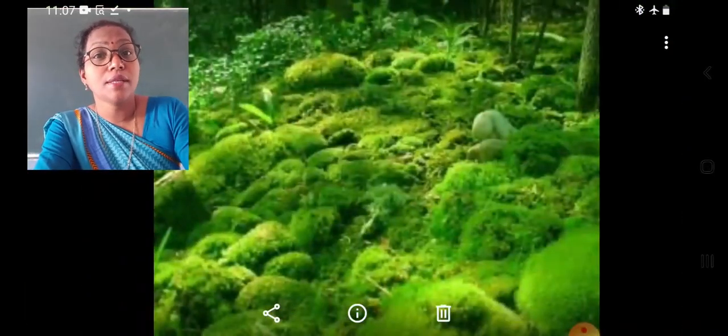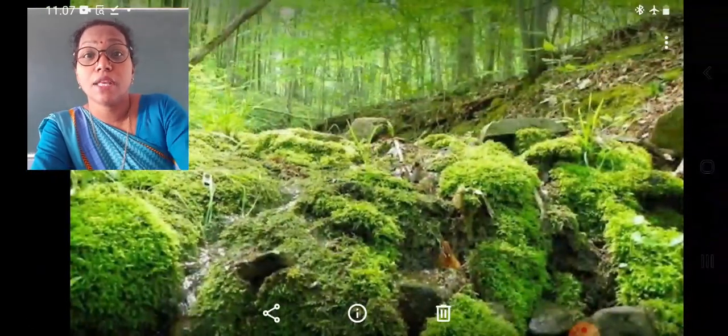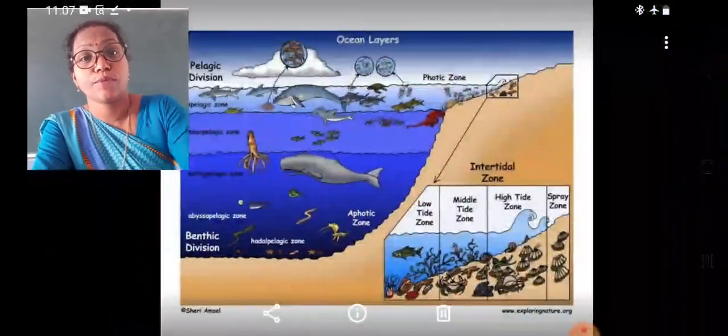These are the plants called mosses. They grow in moist regions. They form a covering on the rocks. They have very small leaves, and a very thin cuticle is present on these leaves.